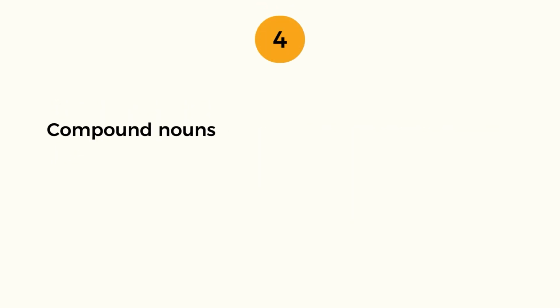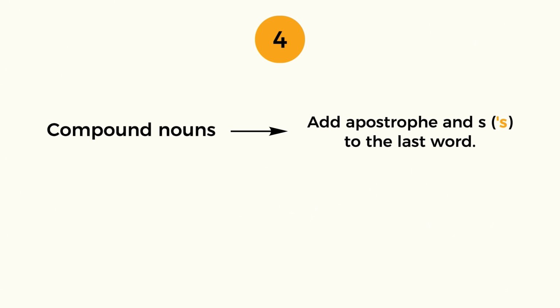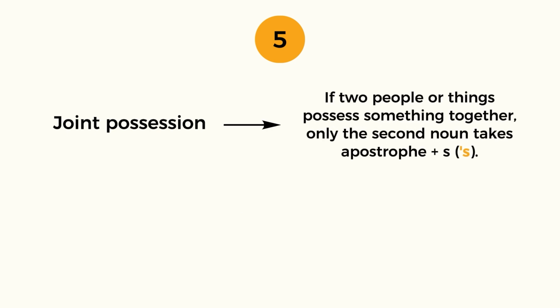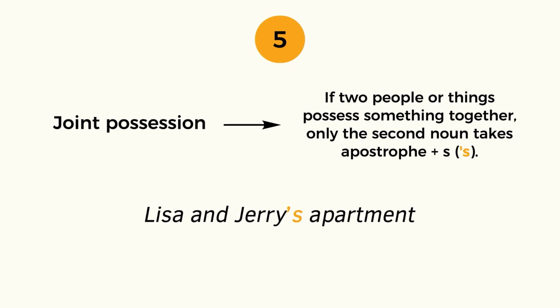4. Compound nouns. Add apostrophe and s to the last word. Example, my brother-in-law's house. 5. Joint possession. If 2 people or things possess something together, only the second noun takes apostrophe plus s. Example, Lisa and Jerry's apartment. They share one apartment.